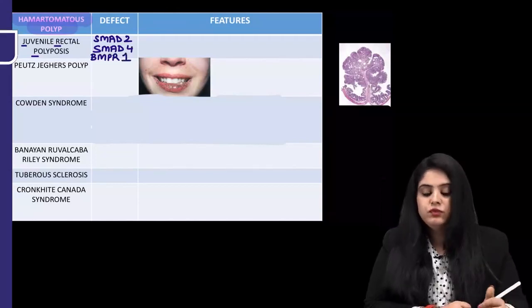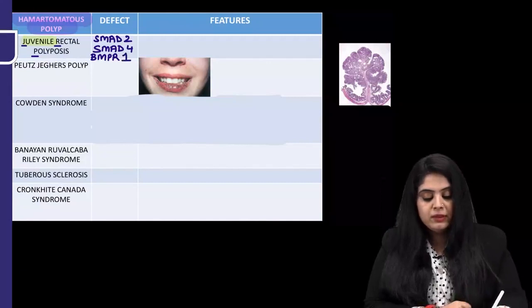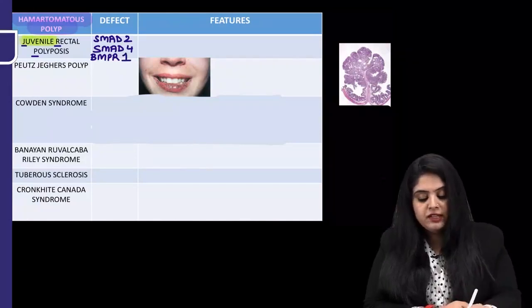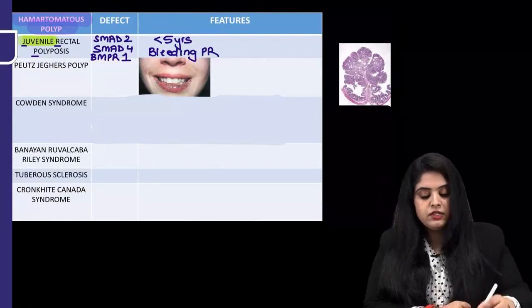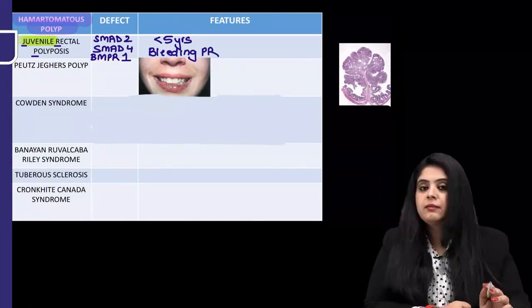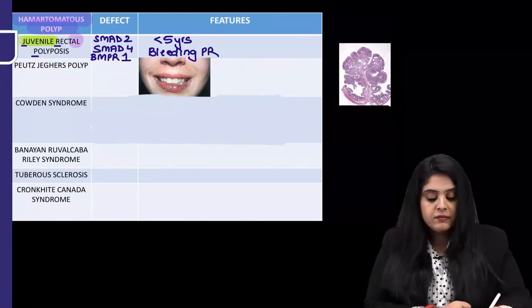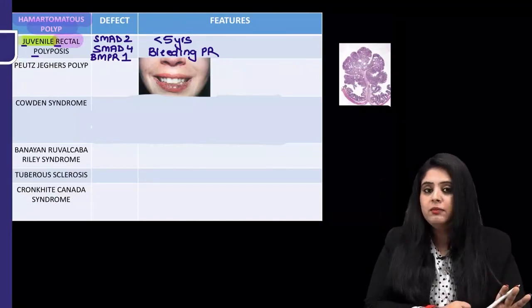And if I have used the word juvenile, then what will the age be? You will say the age is going to be juvenile, less than 5 years, and if rectum, there is bleeding per rectum. So repeating, juvenile word I have understood, juvenile means less than 5 years. Rectum word I have understood that there is going to be a polyp in the rectum.